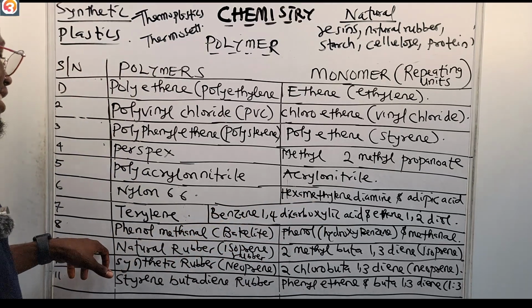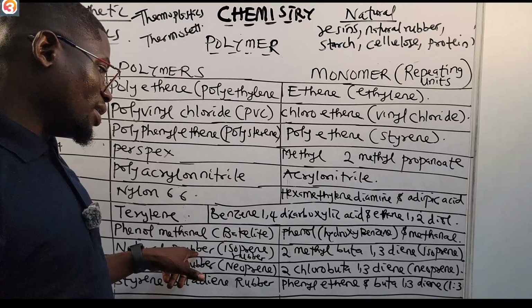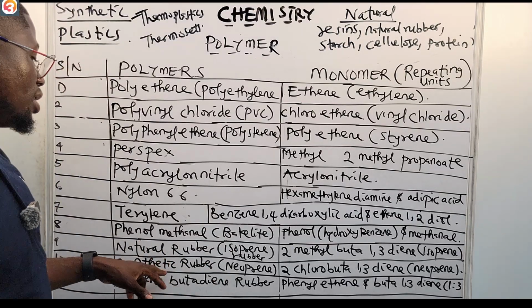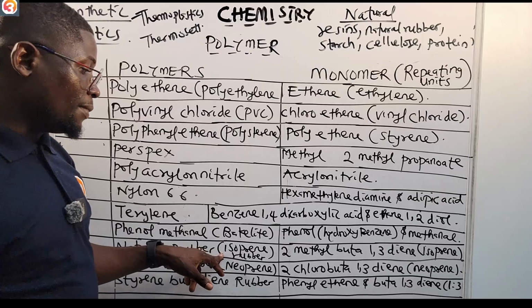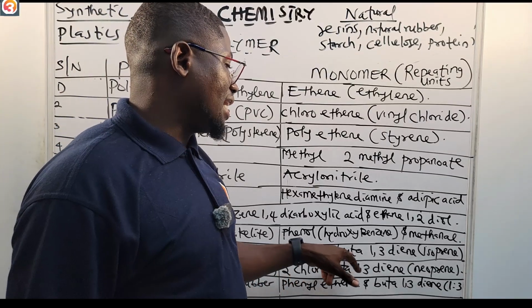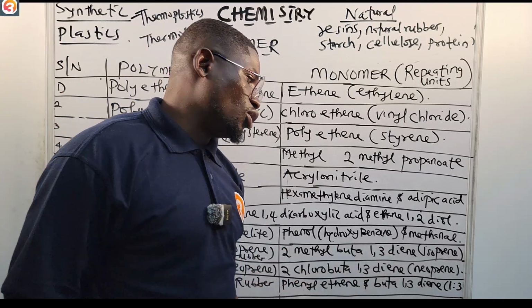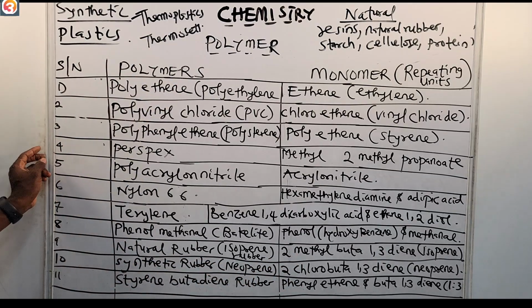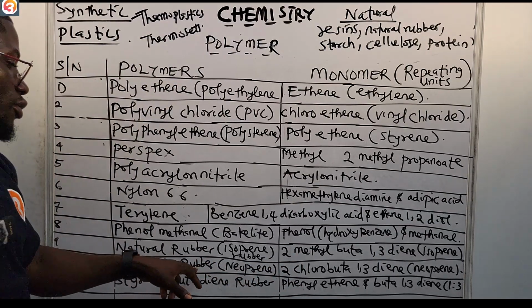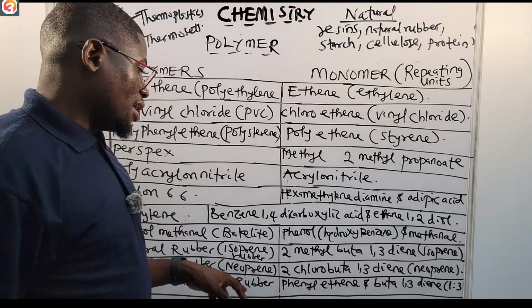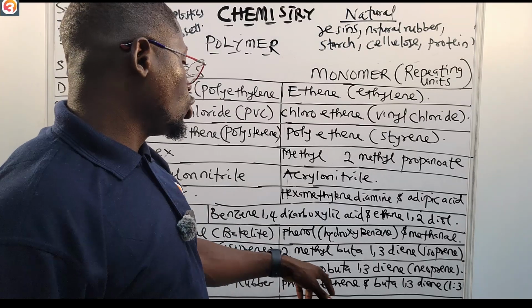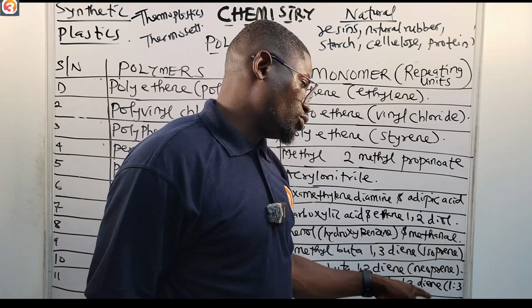Now, number nine is natural rubber. This one comes out in your exam very well. Or the one we call isoprene rubber. You see from past questions, natural rubber, or the one we call isoprene rubber, is made from 2-methylbuta-1,3-diene, which is your isoprene. That is the monomer that makes up your isoprene rubber. Now, number ten, synthetic rubber is called neoprene. And the monomer that makes it is 2-chlorobuta-1,3-diene, which is neoprene.